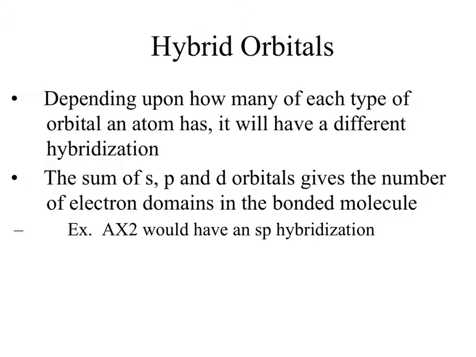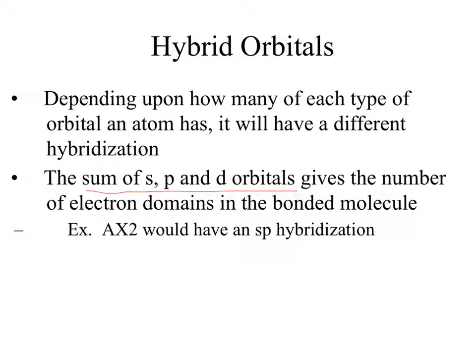Depending on how many of each type of orbital an atom has, it will have a different hybridization. You find out the type of hybridization it has from the sum of the s, p, and d orbitals that the atoms that are bonding have. So for example, AX2 would have an sp hybridization.